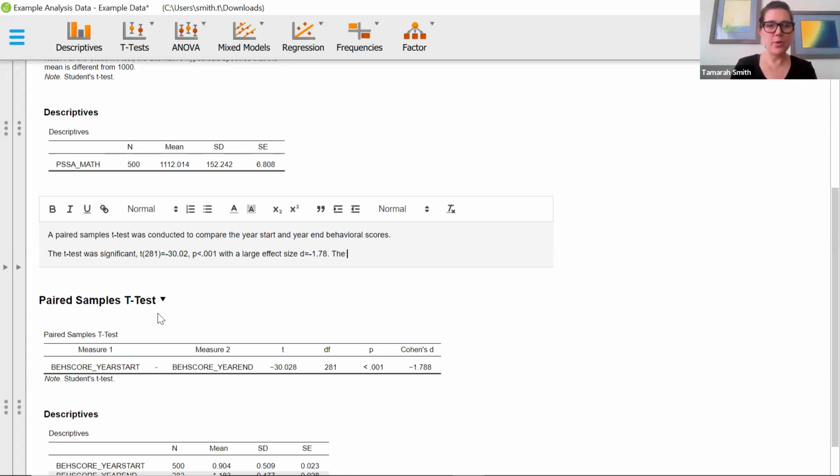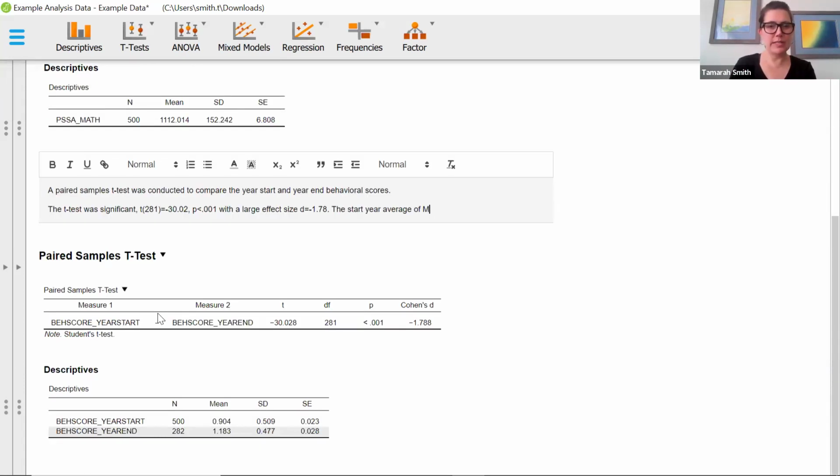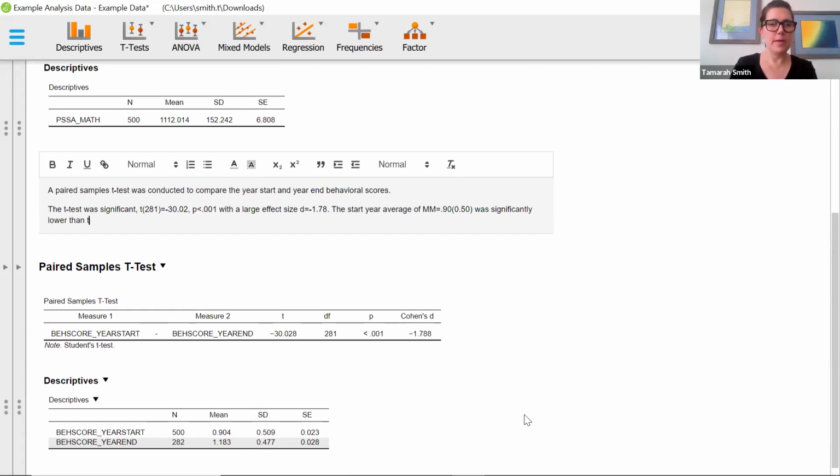Okay, so the start year average of 0.90 with a standard deviation of 0.50 was significantly lower than the average at the end of the year, with a mean of 1.18 and a standard deviation of 0.47. I see a little typo in here. It's one that I'm going to catch.